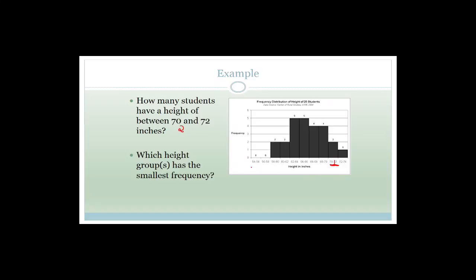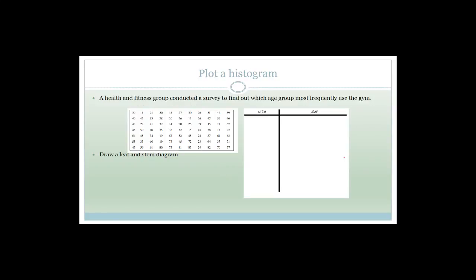I would say the ones that have got 0 would have the smallest frequency. So that would be the 54 to 56 and 56 to 58. In other words, nobody is that short within the height distribution. If they mean somebody with an actual frequency, then you're looking at this one, which is the 72 to 74 inches. Right, now we need to look at how to plot a histogram.